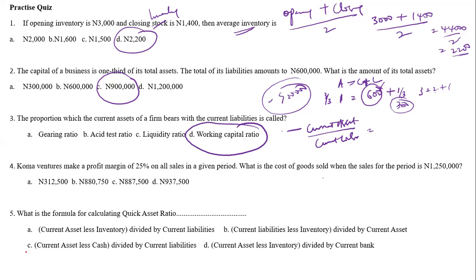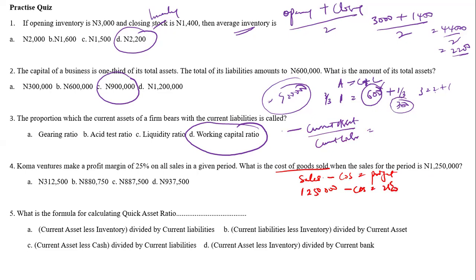Now let's quickly look at the next one. A venture makes a profit of 25% on all sales, given this. What is the cost of sales? Don't forget, we are told that the sales is this. For us to get this, remember, we always say sales minus cost of goods sold gives us profit. And in this case, we have sales already, which is 125,000 minus cost of sales, we don't know, but our profit we are told is 25%. So what's 25% of our sales?